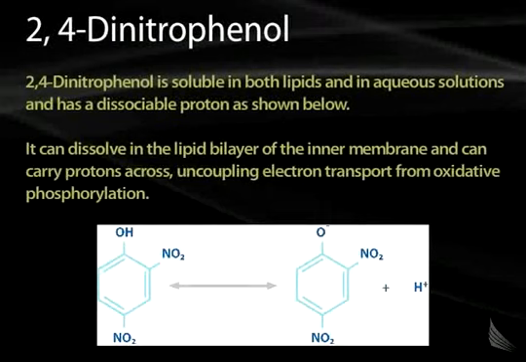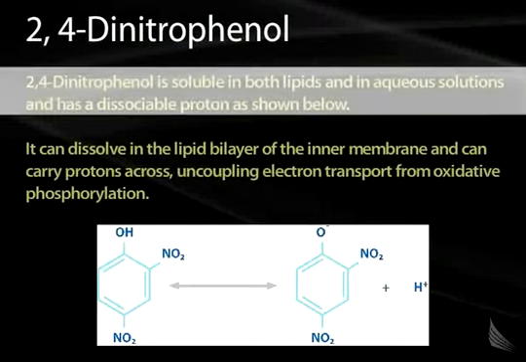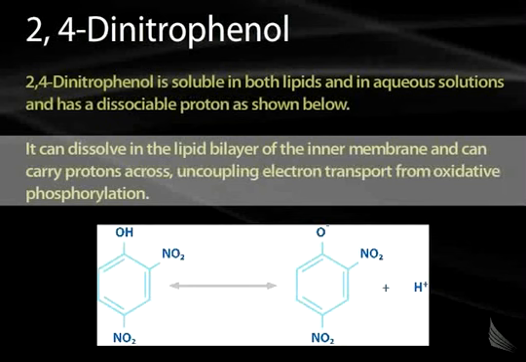Now, there are some other natural uncouplers. There's a molecule called 2,4-dinitrophenol. This is a molecule that's soluble both in lipids and in aqueous solutions, and it has a dissociable proton, as shown in the schematic below. This molecule can dissolve in the lipid bilayer of the inner membrane and can carry protons across the membrane. This uncouples electron transport from oxidative phosphorylation and again produces heat.